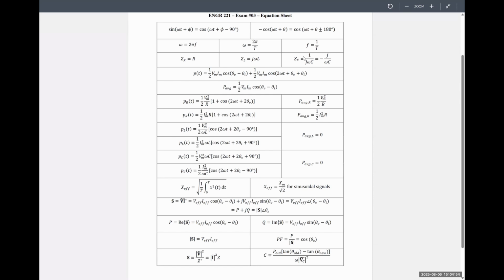Any questions about the equation sheet before we get back to the lecture? All right.